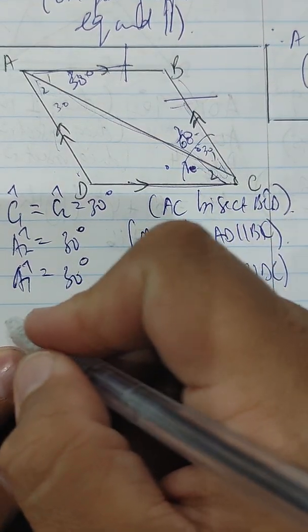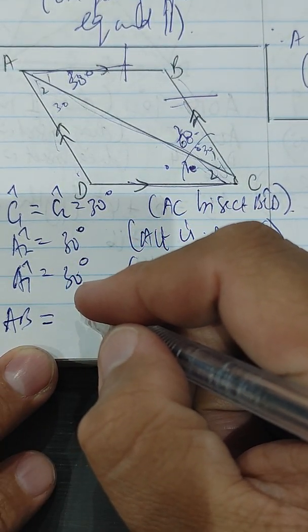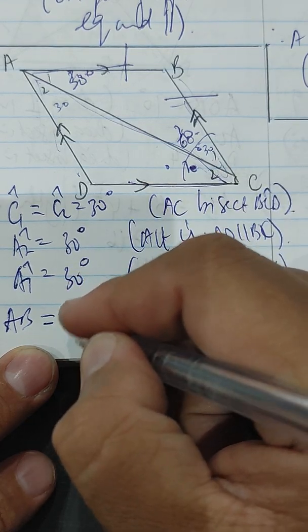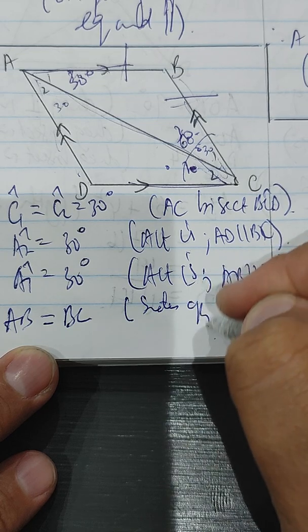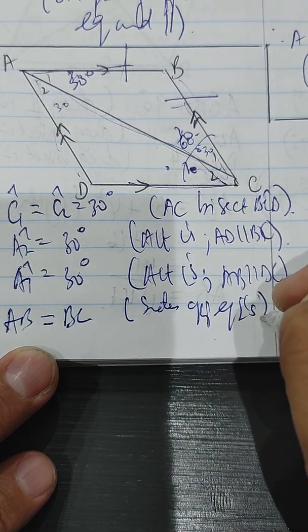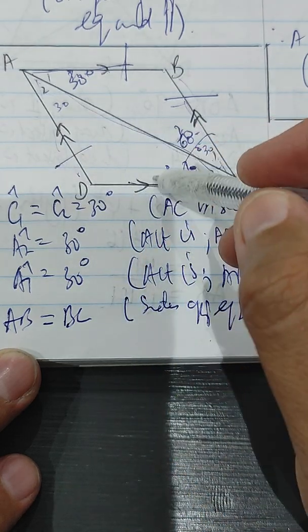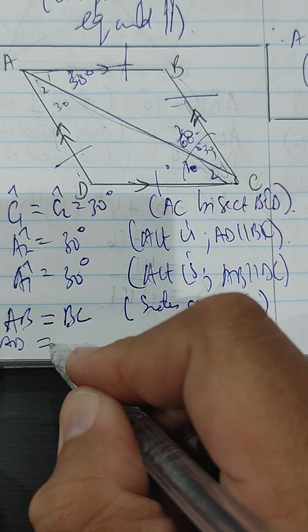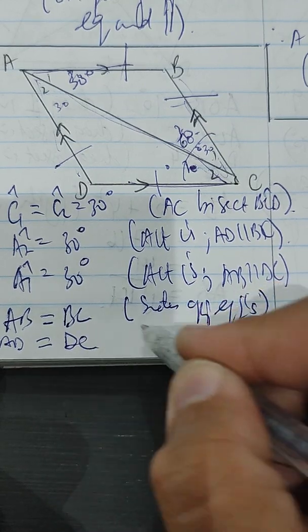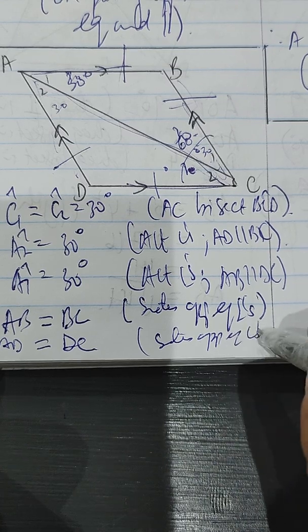AB is equal to BC. Okay, why? Sides opposite equal angles, as well as this length will be equal to that length, which is AD has to be equal to DC. Sides opposite equal angles.